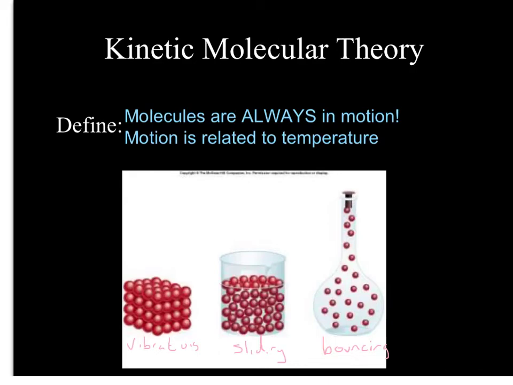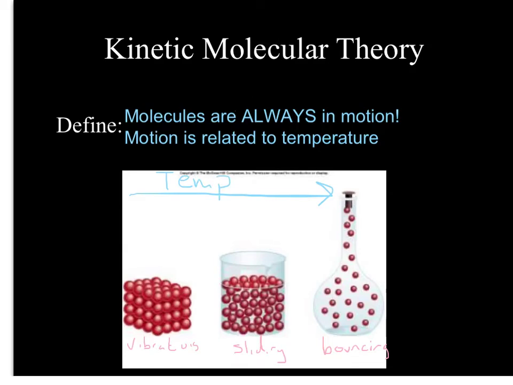All of the molecules in that block of chicken that's been sitting in your freezer for years are still moving, because there's always energy coming from somewhere. The molecules slow down as they get colder because motion is related to temperature. So as we go down this little chart right here, as we move from the left to the right, those molecules are moving faster and faster and faster. So here they're vibrating, here they're sliding, here they're bouncing. In each case, the temperature also increases, the relative temperature.